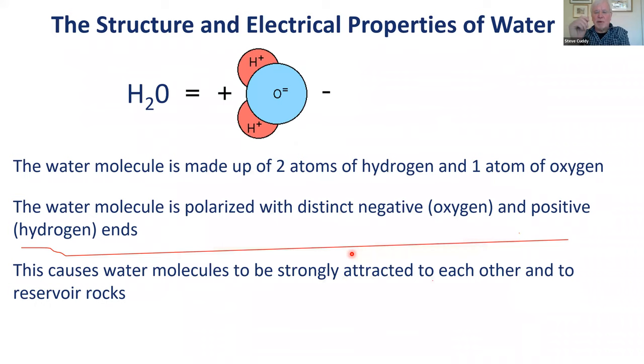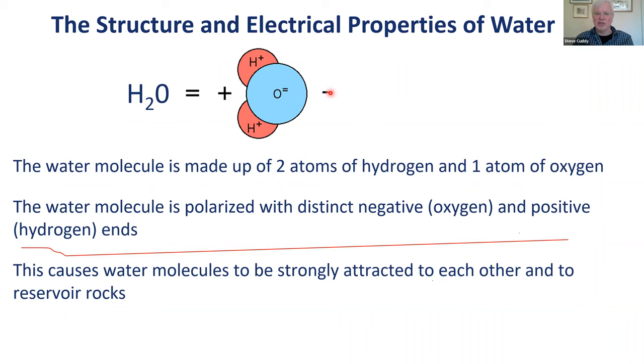Now, let me tell you about water. This is actually key to the understanding. We all know that water is H2O, which consists of two hydrogen atoms and one atom of oxygen. But what you may not have realized is that it's got this classic shape of a boomerang. So it is predominantly positive on one side and negative on the other side.